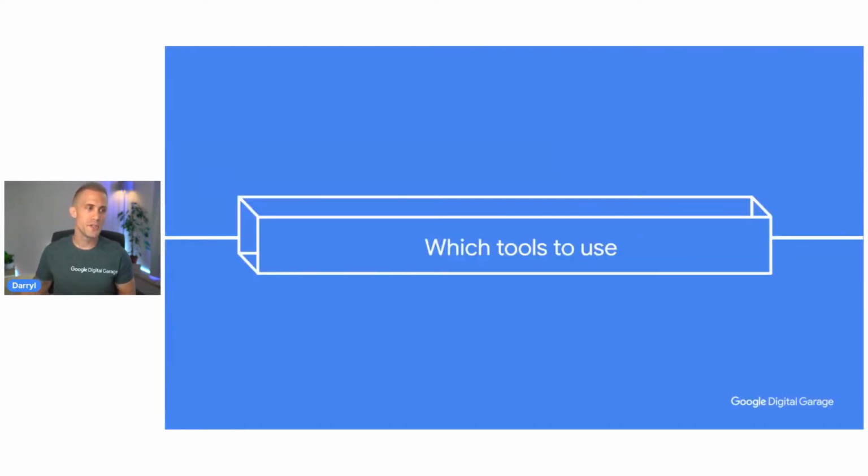But now we jump into number 2, which is which tools to use. We've now jumped into a framework, the REEN framework: reach, engage, activate, and nurture. We're going to use this at the end of today's session. So hopefully you've written that down, and it's a great way to approach your Google Analytics.